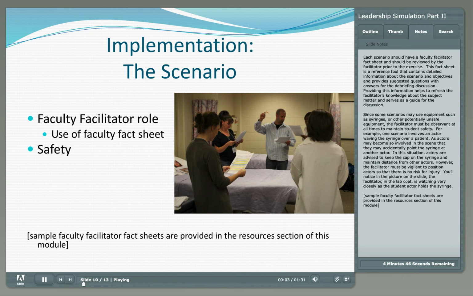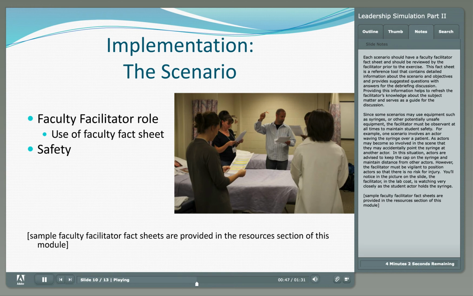Implementation, the scenario. Each scenario should have a faculty facilitator sheet and should be reviewed by the facilitator prior to the exercise. This fact sheet is a reference tool. It contains detailed information about the scenario, objectives, and provides suggested questions with answers for the debriefing discussion. Providing this information helps to refresh the facilitator's knowledge about the subject matter and serves as a guide for the discussion. Since some scenarios may use equipment such as syringes or other potentially unsafe equipment, the facilitator must be observant at all times to maintain student safety.